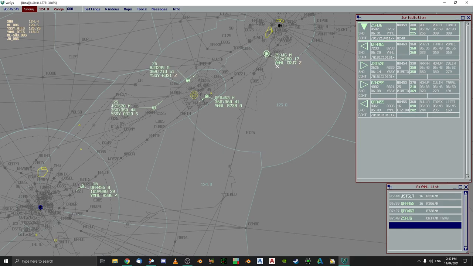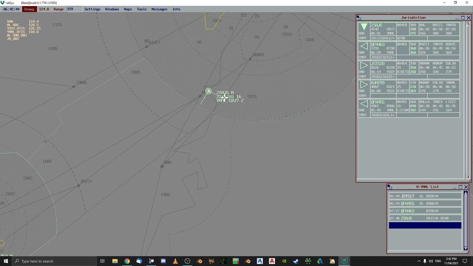Now, I'm not sure, if you have a look at this guy, see that little arrow in between the 221, that means he's descending. Now, I don't know why, so see, this is picking that up straight away. He should be climbing. Alpha Juliet Golf, Melbourne Centre.